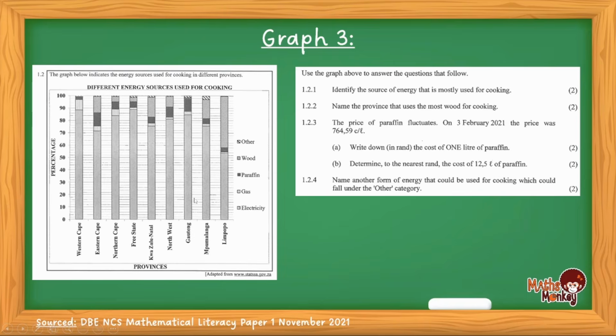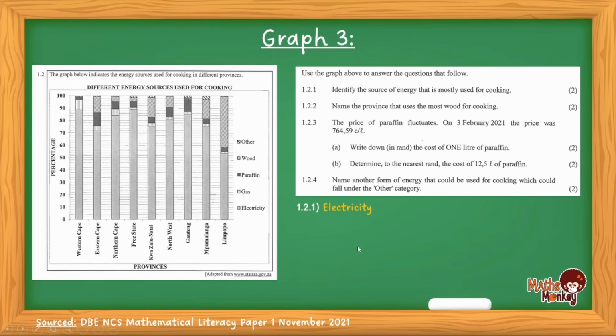So if you have a look here, from all the different key patterns, most of them have this clear dark part colored in. Do you guys see that? All right, so what is the key for that? It's electricity. So the energy source that most people use for cooking is electricity.